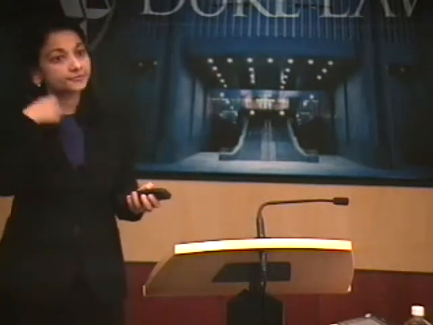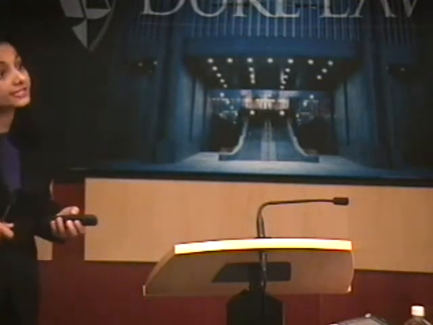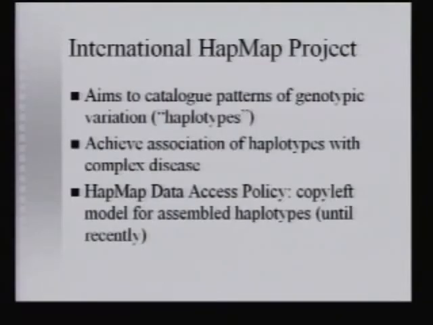But they explicitly decided to adopt this viral copyleft model because I think the fear was that if people got patents on haplotypes, they could prevent the HapMap researchers themselves from using those haplotypes in research, because thanks to the Court of Appeals for the Federal Circuit, there is no research exemption for scientists, really, of any sort.